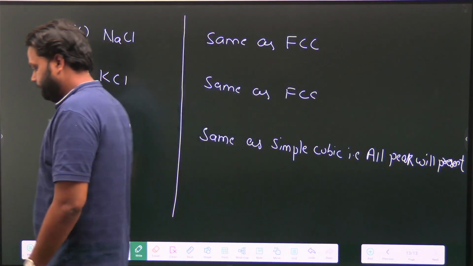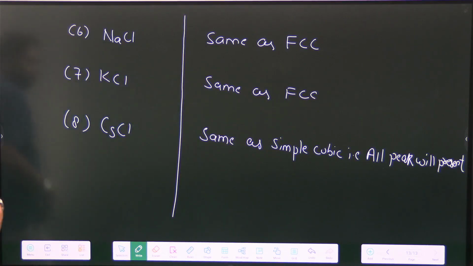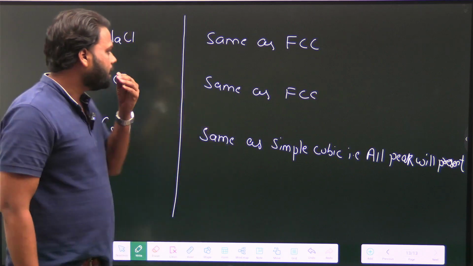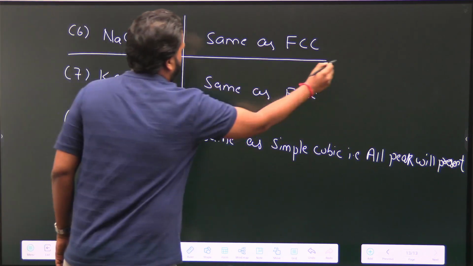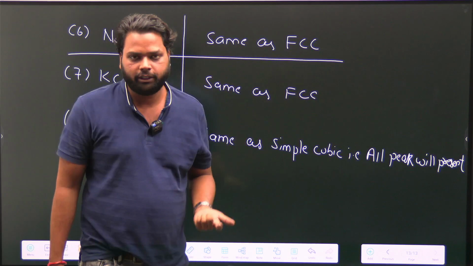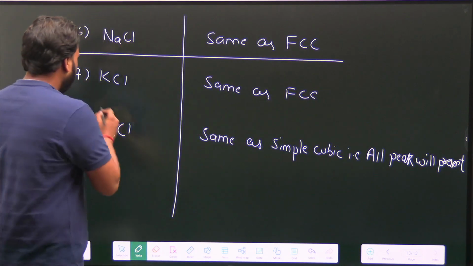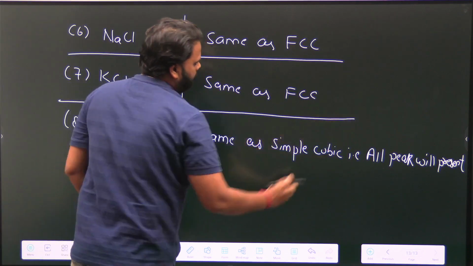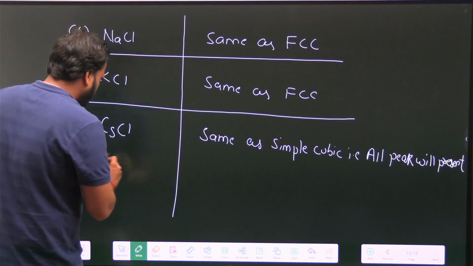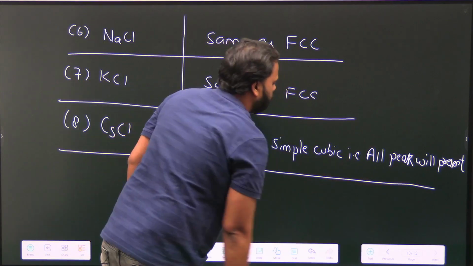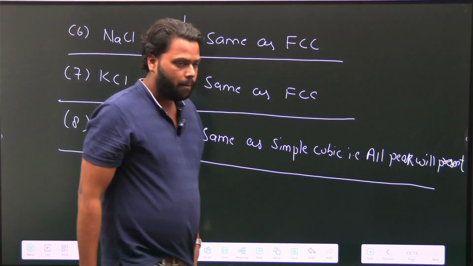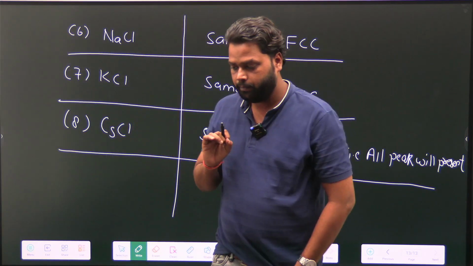Clear है everyone? So I'm saying for NaCl की कंडीशन बिल्कुल वही कंडीशन होगी जो कि FCC की कंडीशन है। Similarly for potassium chloride, the condition will be similar to what it was in FCC, and in cesium chloride all planes will be present, which was the condition of simple cubic. Right? Now your work, आपका काम क्या है?